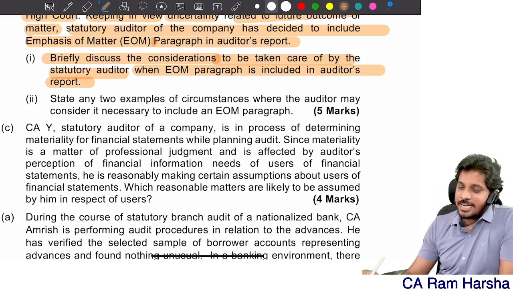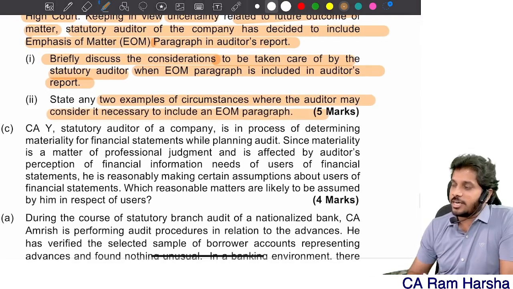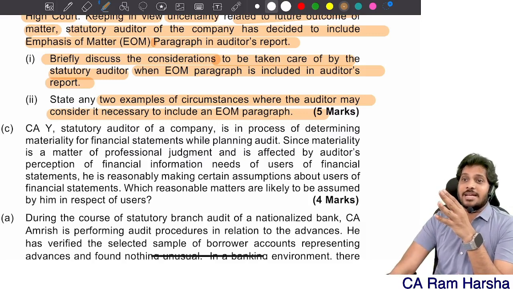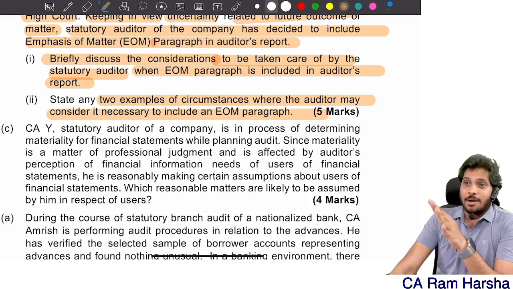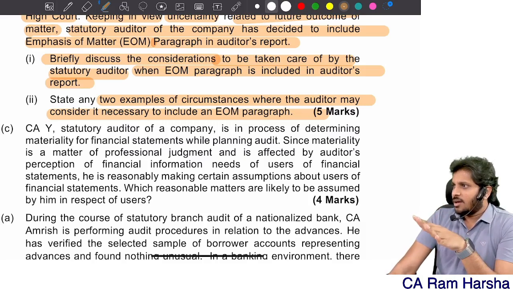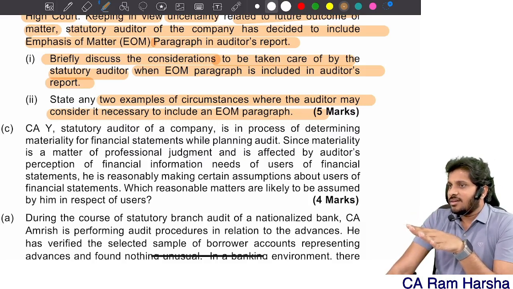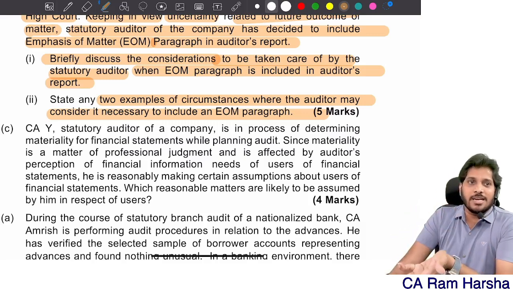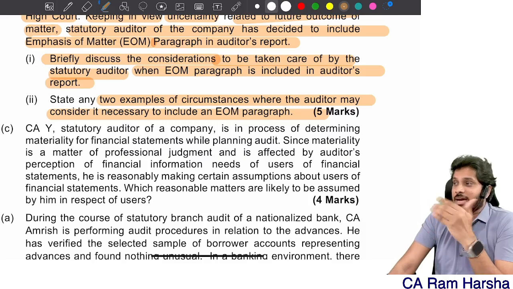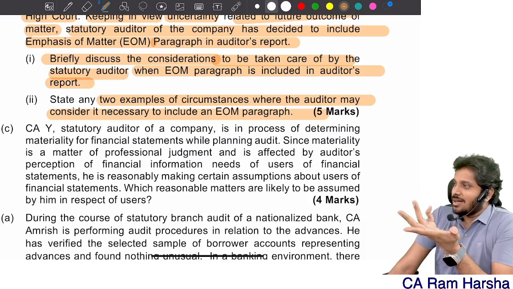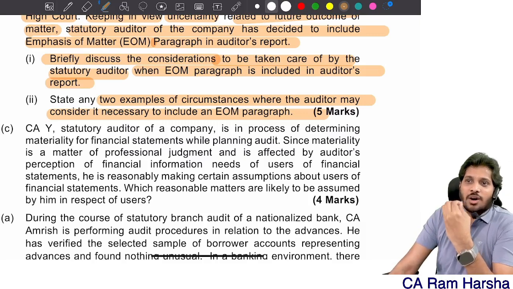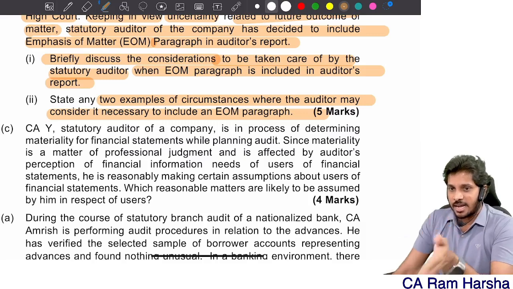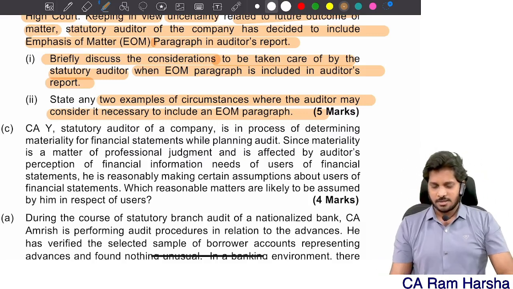Now, state any 2 examples of circumstances where the auditor may consider it necessary to include an emphasis of matter paragraph. Subsequent events, material subsequent events, contingencies and commitments. Yes or no? Catastrophic events, all this, litigations and claims involving the entity, or early application of some accounting standard, anything. In the financial statements, whatever the auditor feels is important for the users' understanding of the financial statements, the auditor can highlight it, correct? Next.